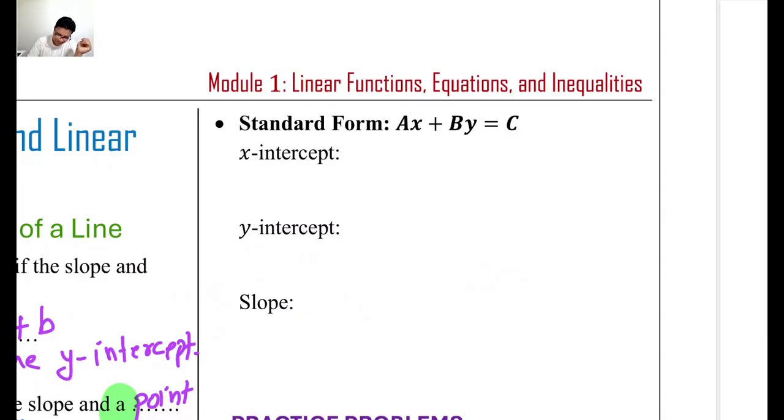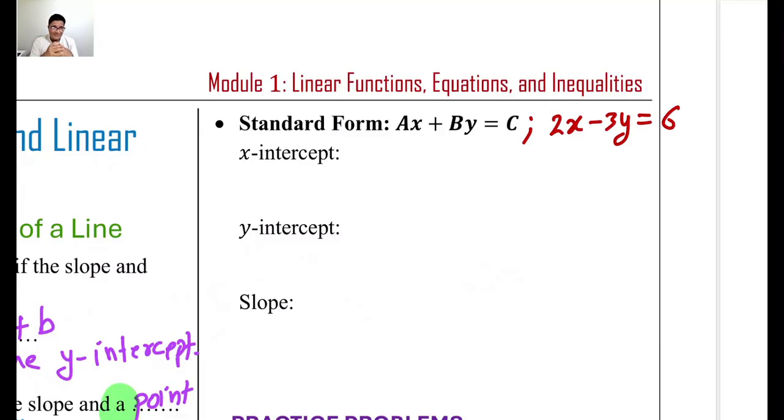I'll give an example here on the side. Something like 2x minus 3y equals 6. That would be a standard form. Okay, that it looks like 2x minus 3y equals 6.